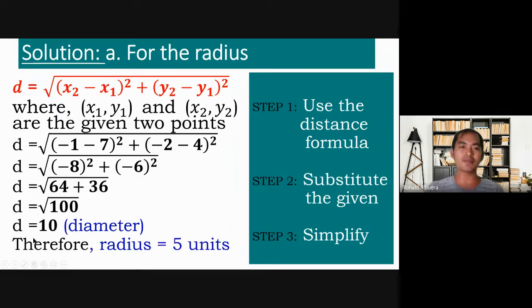Okay. Now, take note that 10 is the diameter, but you are going to get the radius. And the diameter is twice the radius. Therefore, what you will do here is to divide it by 2. 10 divided by 2 is 5. So the radius is 5 units. Laging may word na units kung hindi available yung unit of measurement.